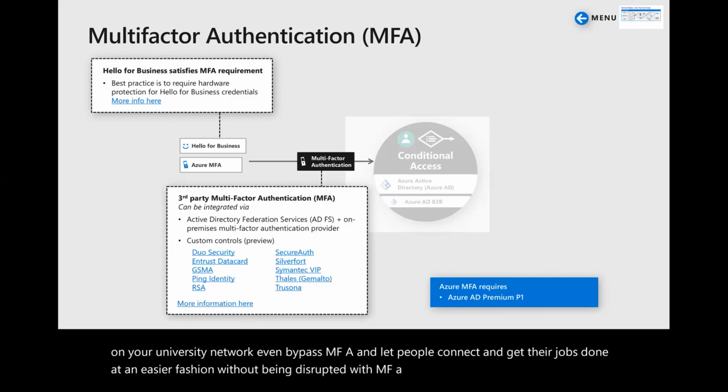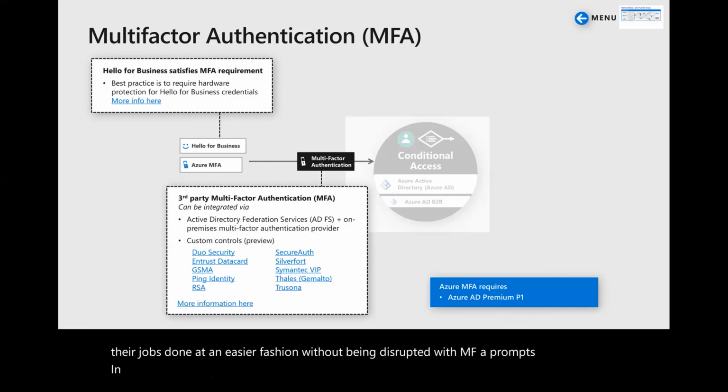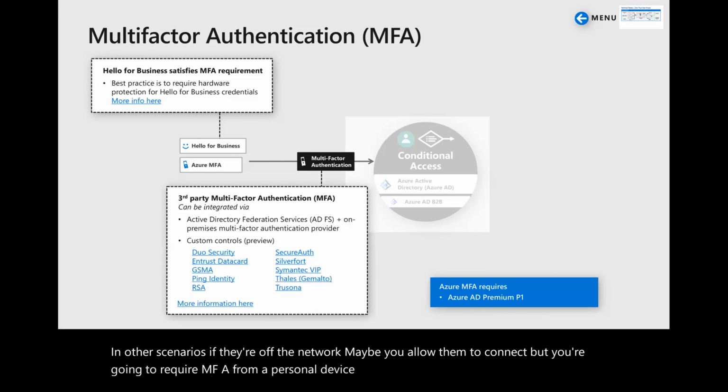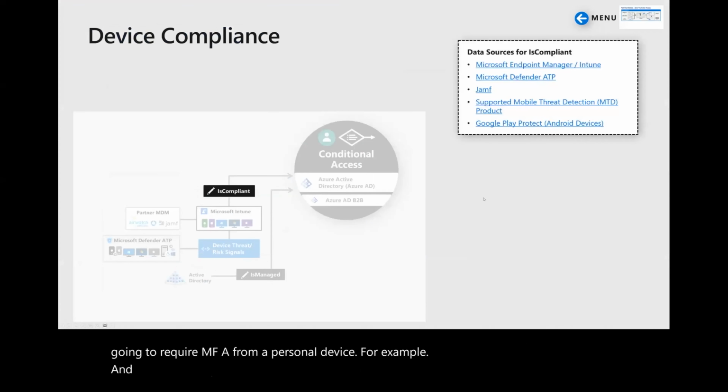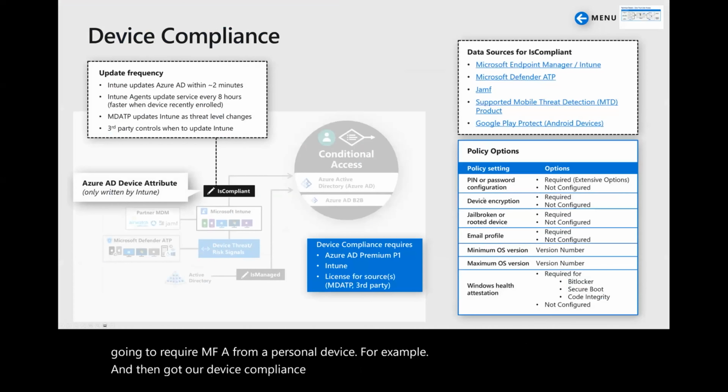In other scenarios, if they're off the network, maybe you allow them to connect, but you're going to require MFA from a personal device, for example. And then we've got our device compliancy here. We're able to pull in different information. Again, things like Microsoft Defender ATP.